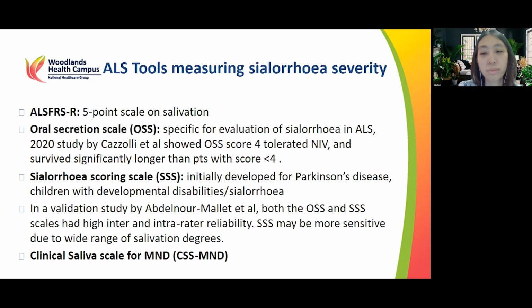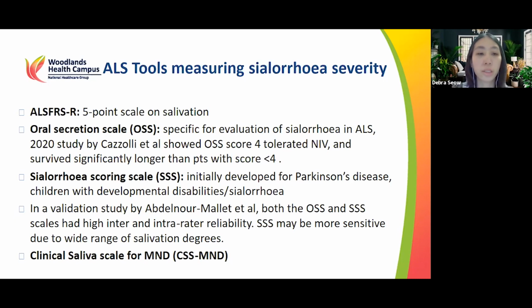There's also the Oral Secretion Scale, or OSS, which was developed by Cazzolli and colleagues. They did a study that showed patients with a score of 4 or more tended to tolerate NIV and survive longer than patients with a score of less than 4. There's also the Salivary Scoring Scale, or SSS, which was initially developed for Parkinson's disease and children with developmental disabilities. They did a validation study. Both the OSS and the SSS have high inter- and intra-rater reliability. The SSS may be more sensitive because there's a wider range of salivation degrees.